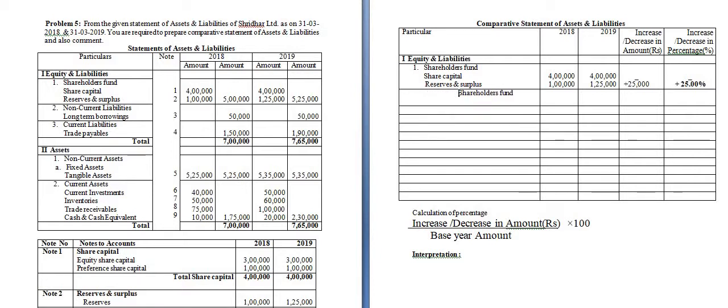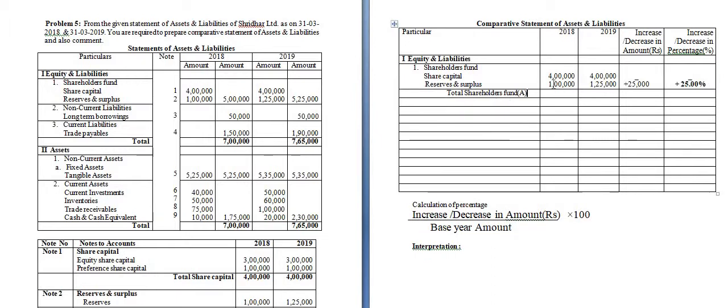So right here, total shareholders fund. Write total shareholders fund, in bracket A. Now make the total here, 4 lakh plus 1 lakh. So total shareholders fund for the year 2018 is how much? 5 lakh. So right here, 5 lakh.